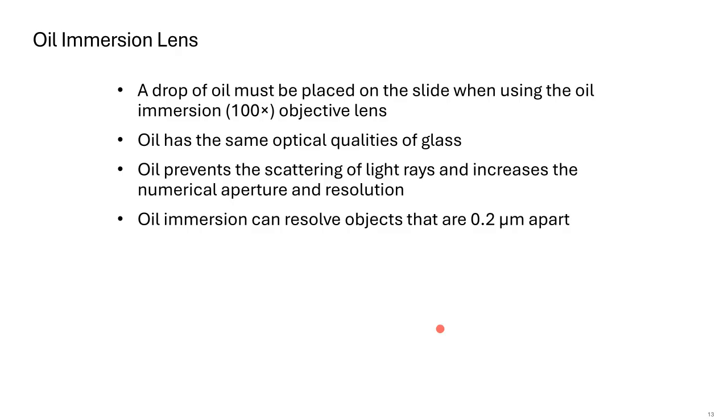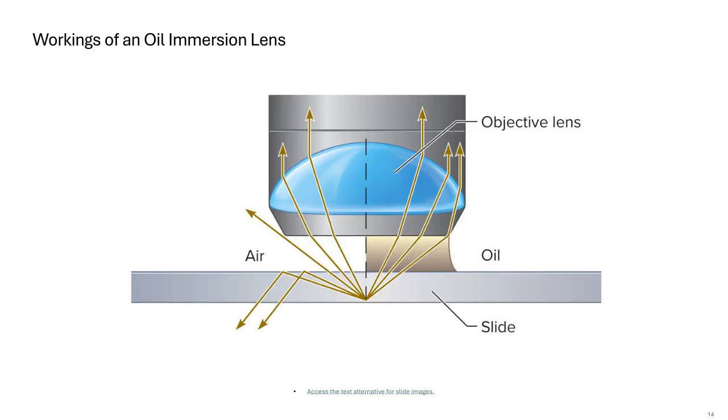Oil immersion, when it's right, should be able to resolve objects that are 0.2 microns apart. So this is nothing more than your 100x objective lens. Here's your slide down here. You've gotten it into focus at the 10x, then the 40x. Then we add a little bit of oil to it, and we will roll that 100x into place.